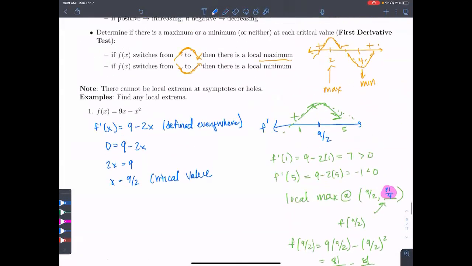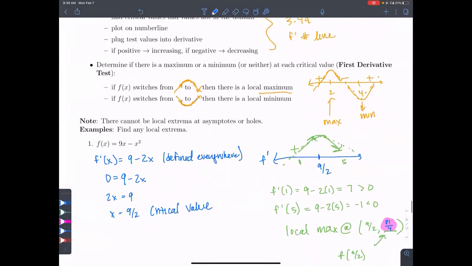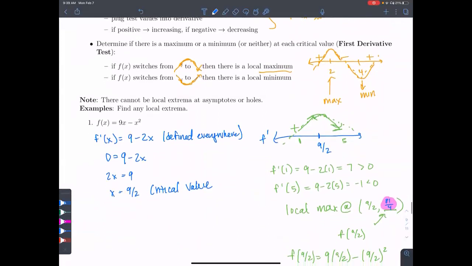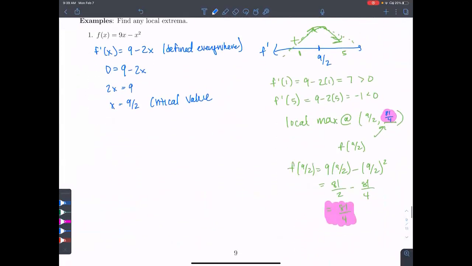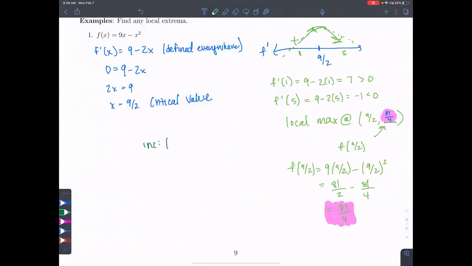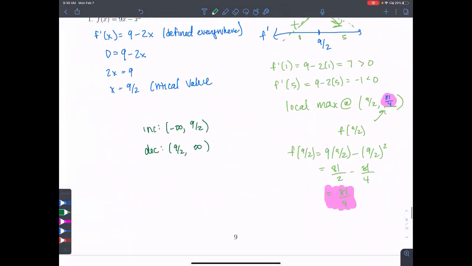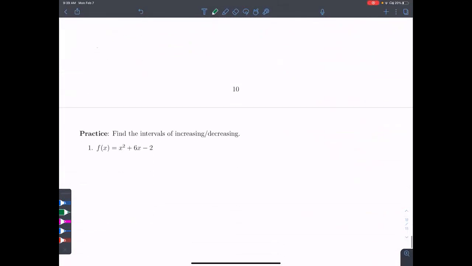Okay, so we did this process, right? Find critical values and values not in the domain, plot them on a number line, plug in test values into the derivative, increasing, decreasing. If you wanted to give those intervals, this is increasing from negative infinity to 9/2 and decreasing from 9/2 to infinity. Again, that's based on that f prime number line. All right, let's keep going with some more examples.